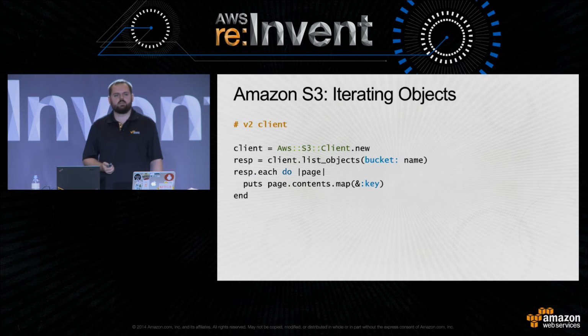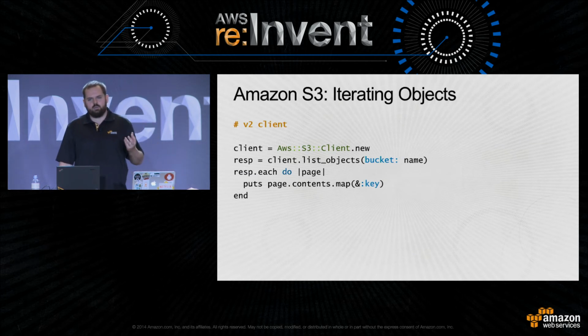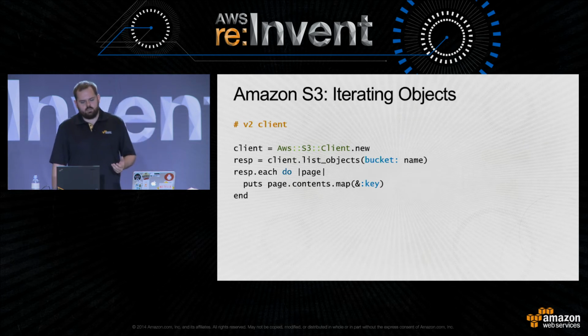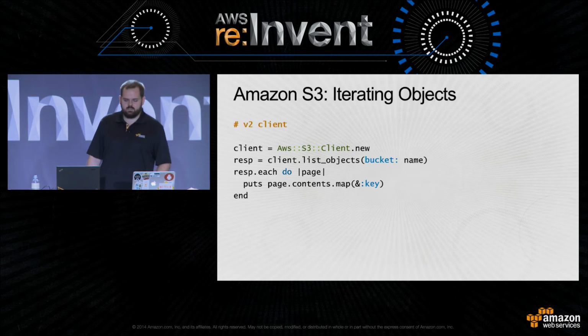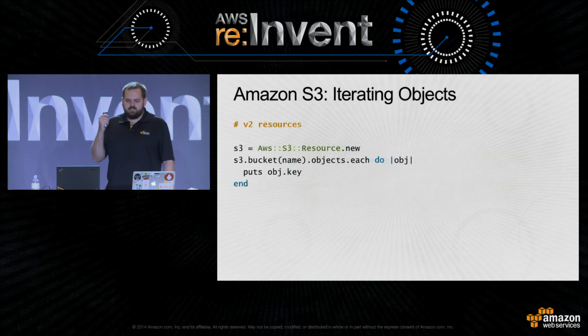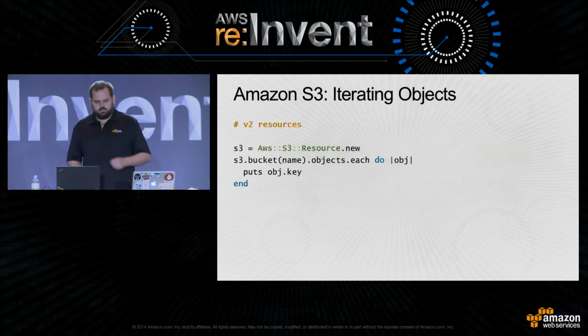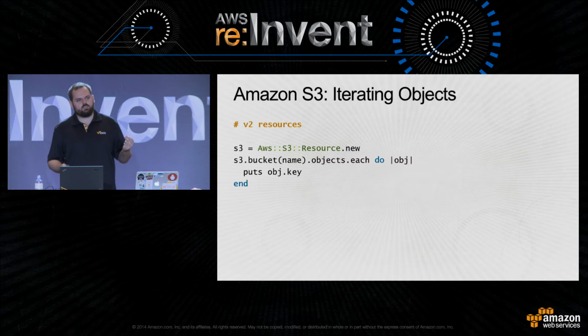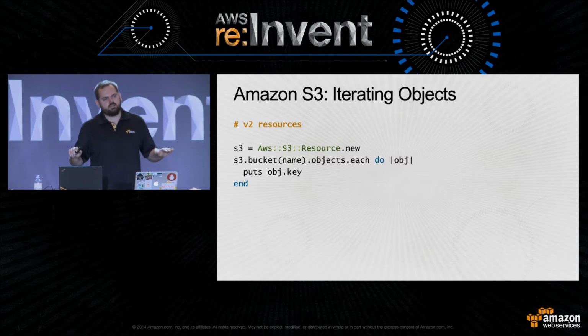Much, much simpler. You can emit each object to a block. We handle determining the marker. We handle determining when there's no more truncation. You can just loop over your objects and do whatever operation you want to do on them, such as collecting the keys in this case. In V2 resources, it's even a little bit simpler. You can use that object collection, iterate over it, do whatever operation you want to do with each object in turn. It's all handled behind the scenes for you.